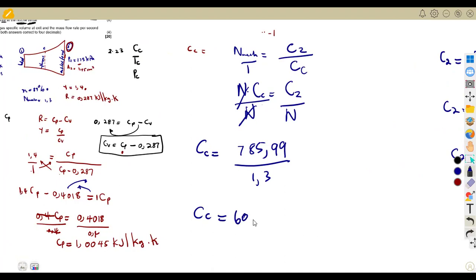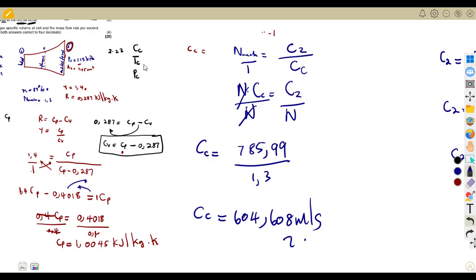604.608. This is velocity in meters per second at the throat. So for this one, we had to use the Mach number, because we are given that.